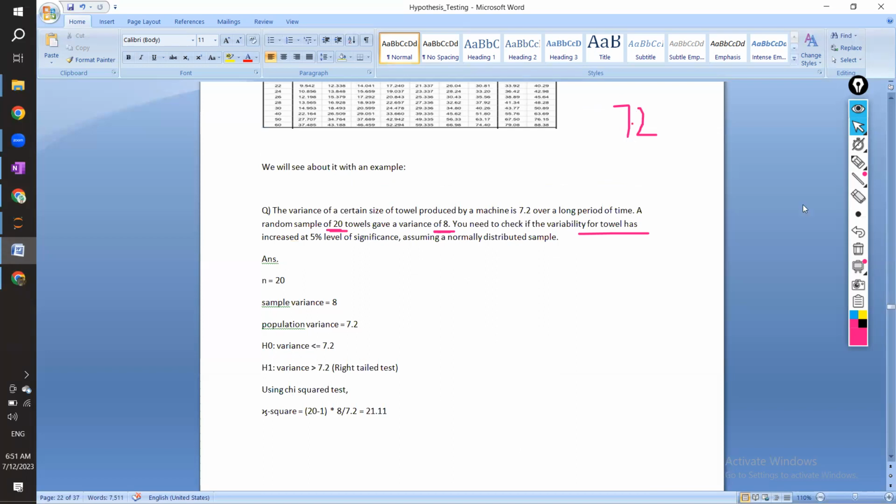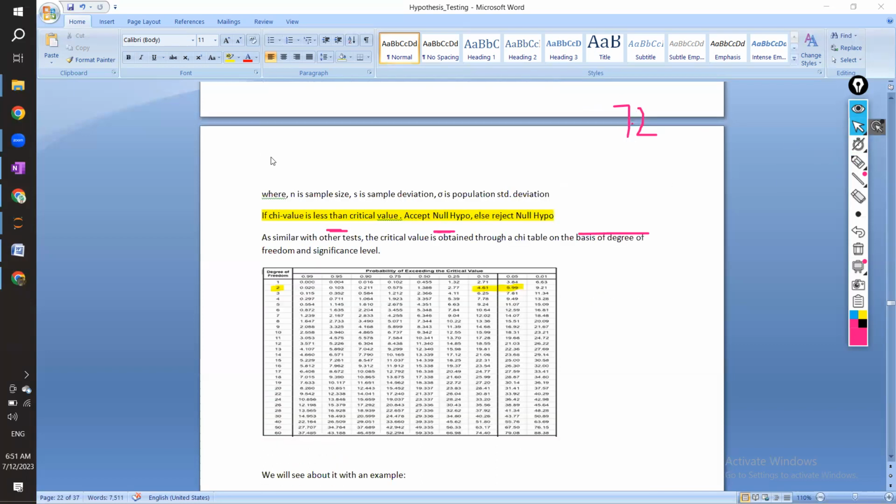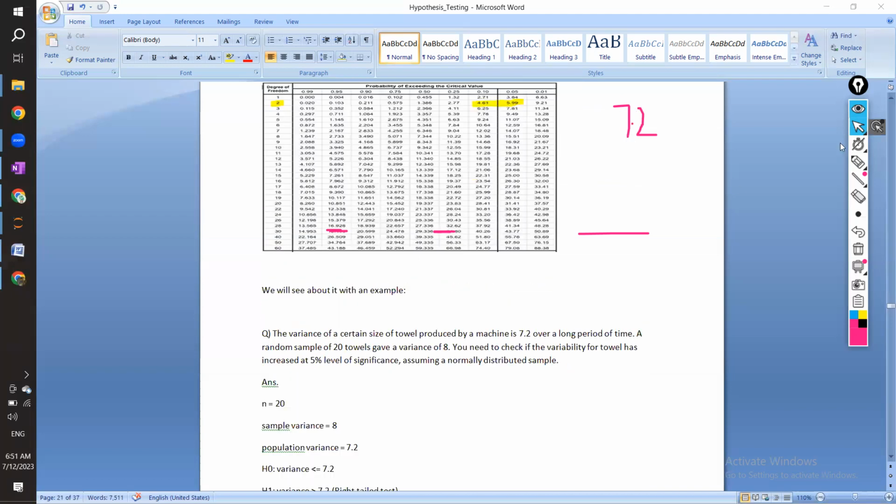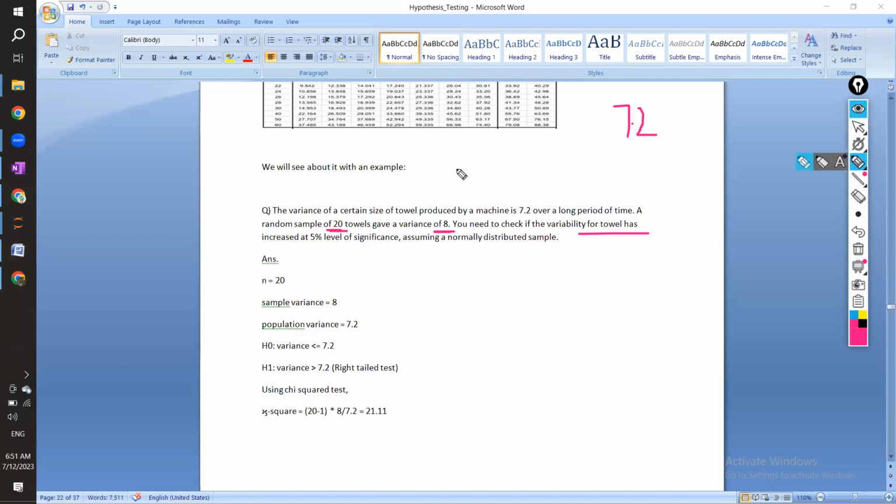Okay, so over here, if you want to calculate this, what is the formula we have? Chi-square is equal to n minus 1 into s square by rho square. So now what is n, guys? N is 20, the number of samples, minus 1, into, what is the sample variance? 8, right? 8 by the population variance, which is 7.2.